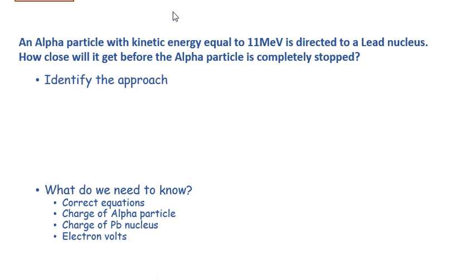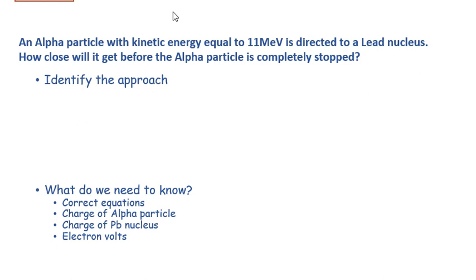Today I'm going to solve this question related to electric potential energy. First, read the question. An alpha particle with kinetic energy equal to 11 mega electron volt is directed to a lead nucleus. How close will it get before the alpha particle is completely stopped?